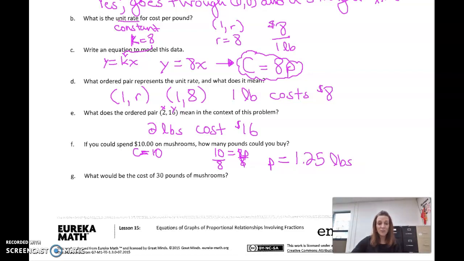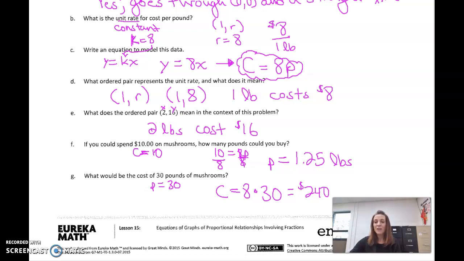Likewise, down here, if you have 30 pounds, that means P equals 30. So if I use this formula up here, I can say my cost equals 8 times my number of pounds, which is 30. And 8 times 30 is 240. Since it's C, it's cost.